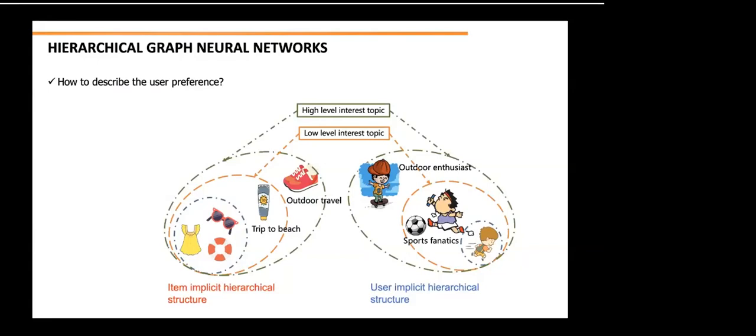For example, a user who has bought beach dresses and sunglasses may prefer the topic of trip to beach, in which an item under this topic, such as sunblock, may be clicked. Also, dress and sunglasses may indicate a more extensive topic like outdoor activities at a higher level, in which an item such as sneakers may be clicked.